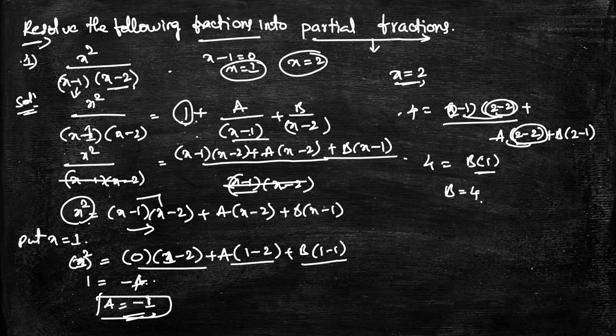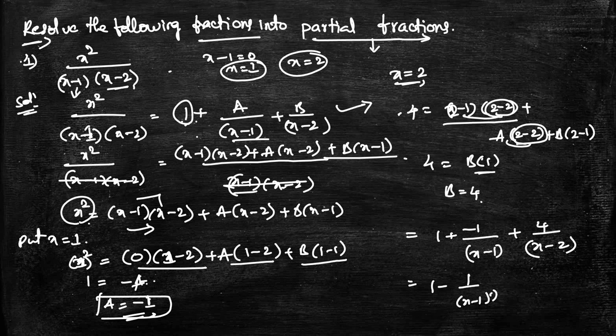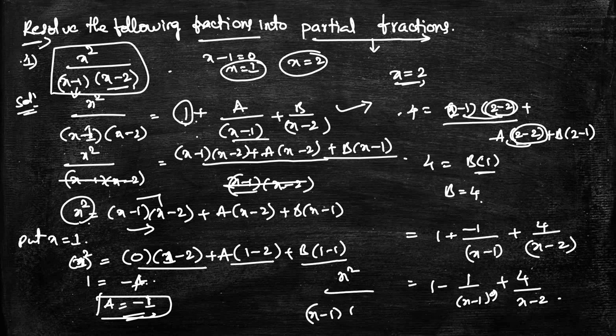If I substitute in this one, we get 1 plus a, which is minus 1, divided by x minus 1, and plus b, which is 4, divided by x minus 2. So again it becomes 1 minus x by x minus 1 plus 4 divided by x minus 2. This total equation is equal to x square divided by x minus 1 into x minus 2. So this is the end of this question.